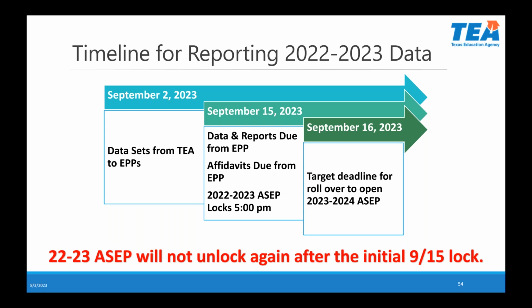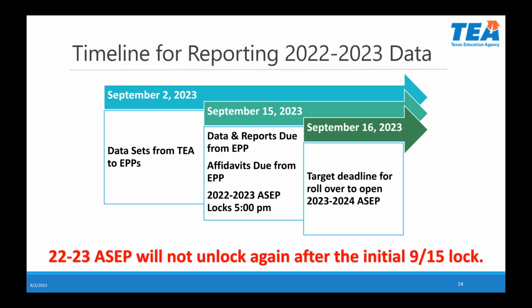That all said, here's the timeline. You'll get your observation data sets in early September, and then all data must be complete and accurate and submitted to TEA by 5 p.m. on September 15th when ASEP will lock.